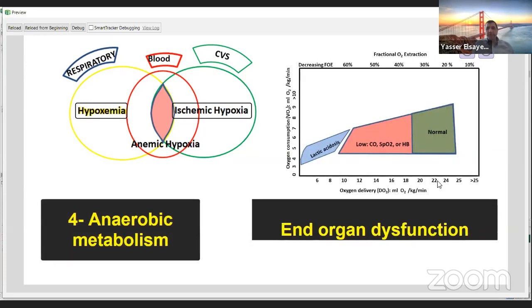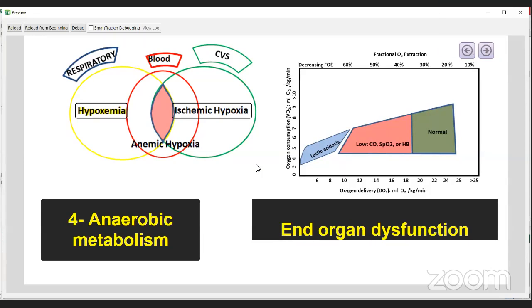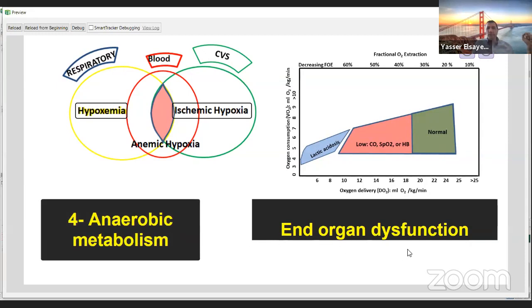In this stage, you have now the oxygen delivery in this graph decreased below the 10 milliliters of oxygen per kg per minute, and oxygen extraction reached the maximum. The tissue cannot extract beyond 60%. At this level, you have lactic acidosis. So once you see the lactic acid high in the blood gases, it means that you are too late. It is too late at this stage, and the body has already passed through all of the compensatory mechanisms, and you are just one step before end organ dysfunction and tissue damage, and eventually death.